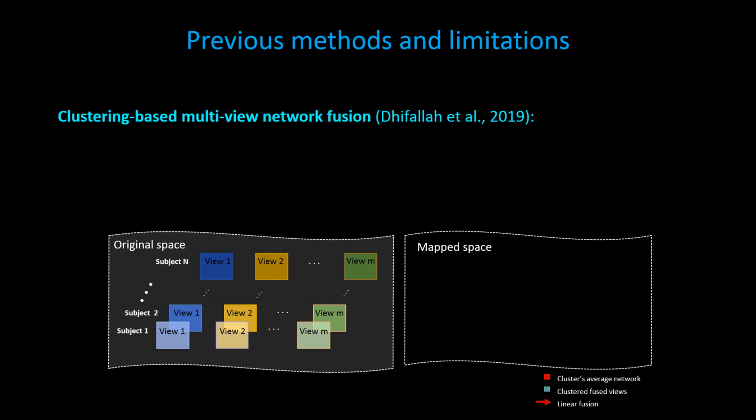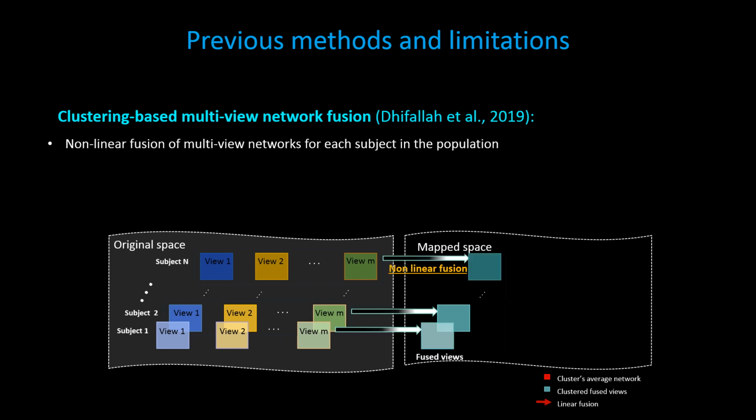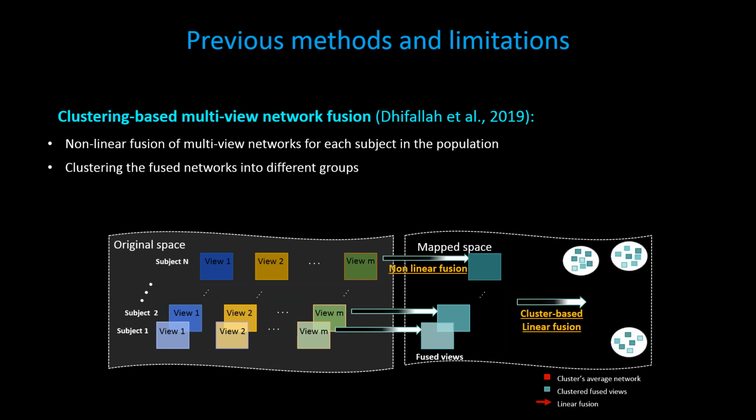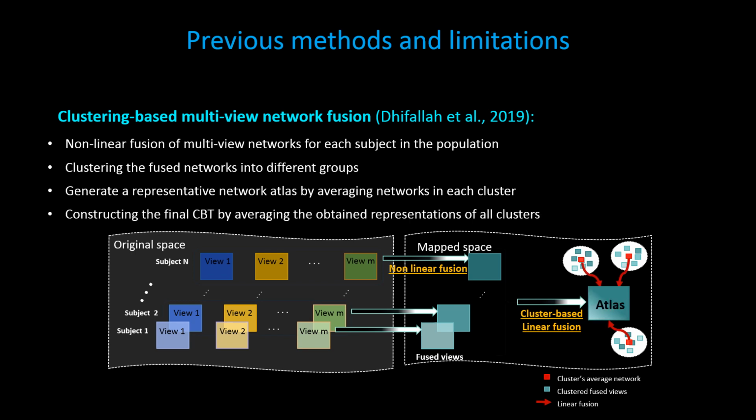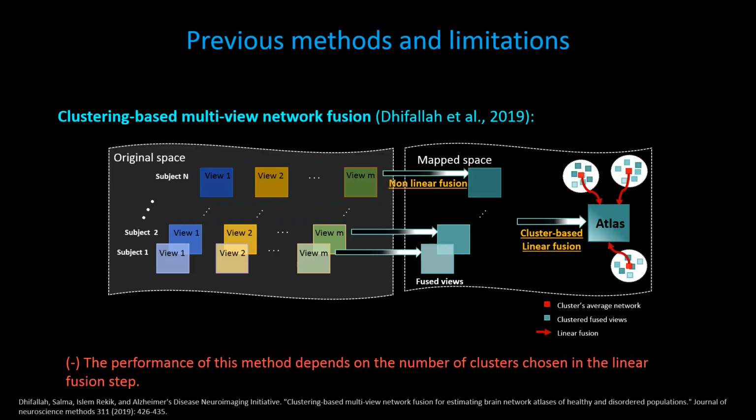Dhifallah et al. presented a clustering-based multi-view network fusion technique. First, the multi-view networks are mapped using nonlinear fusion for each subject in the population. Second, the fused views are clustered into different groups presenting similar connectional traits. By averaging each cluster, a representative network atlas is defined for each group. Then, the final CBT is defined as the average of the previously defined representations. Despite its significant results on morphological data, the performance of this method depends on the number of clusters chosen in the fusion step. This parameter differs according to the dataset used.